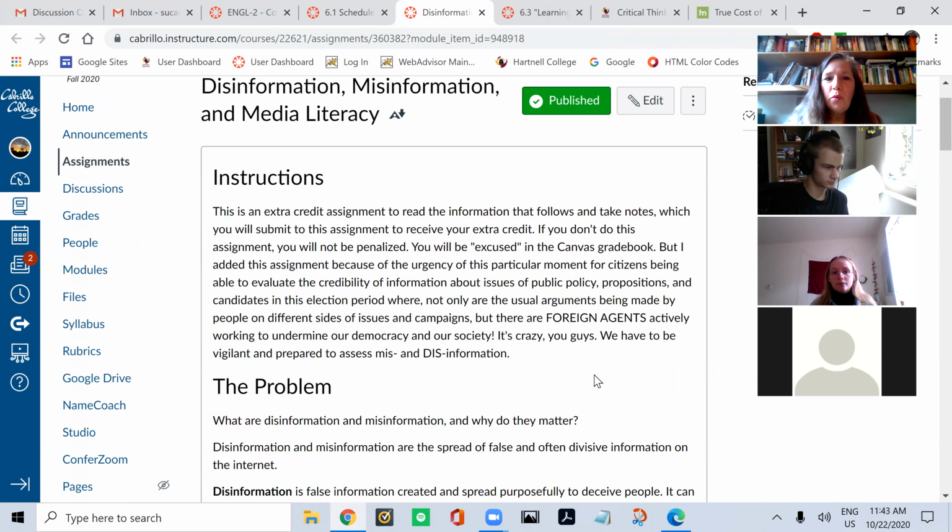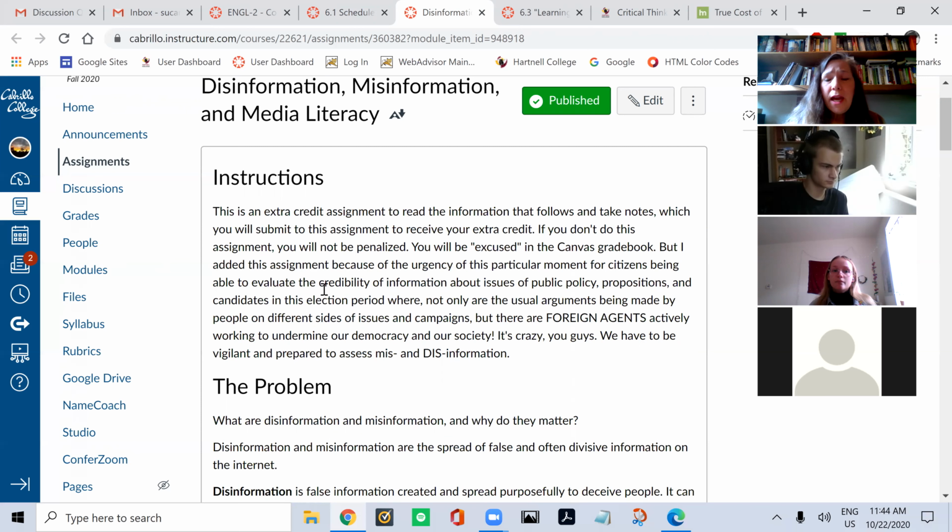Foreign agents actively working to undermine our democracy and our society, you guys. It's crazy. You guys, I'm old. I've never seen anything like this before. Never, ever, ever. This is the Trump effect, okay? Love him or hate him, you cannot deny that he is creating this climate with his rhetoric and his behavior.